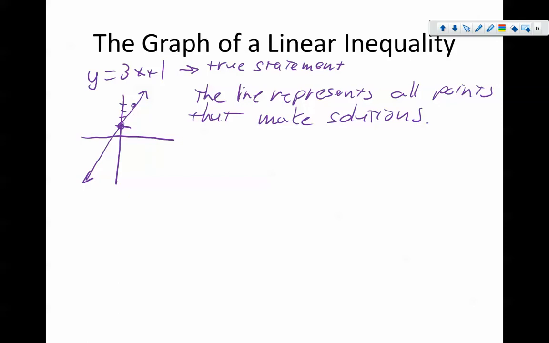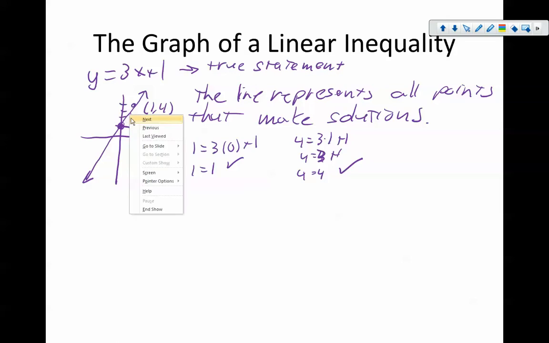Let's take a quick example. This point right here is 0, 1. So this is 1 equals 3 times 0 plus 1, which is 1 equals 1. That's a true statement, okay? This point on the y-axis that we found is a true statement. What about this one up here, 1, 4, right? 4 equals 3 times 1 plus 1. This is 4 equals 3 plus 1, which is 4 equals 4. It's a true statement, okay? The line, even these decimal ones in between, all of these represent every set of x and y that makes a true statement.